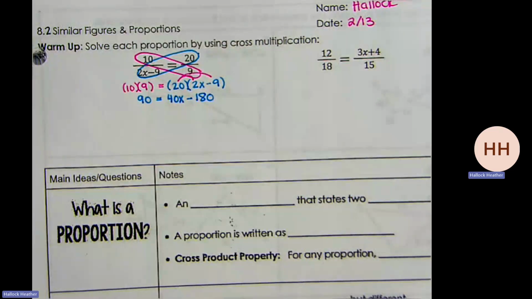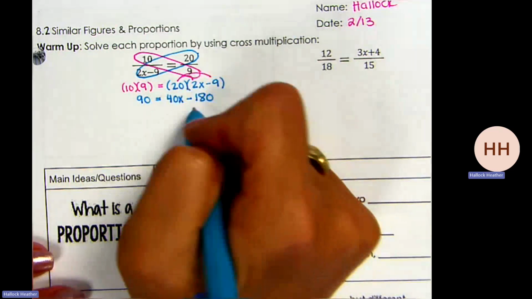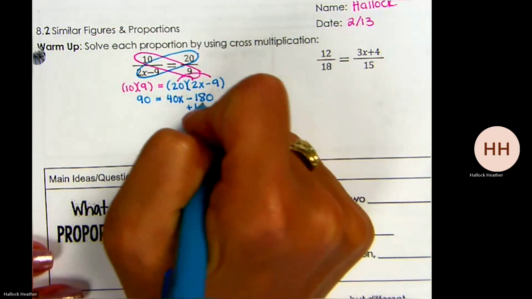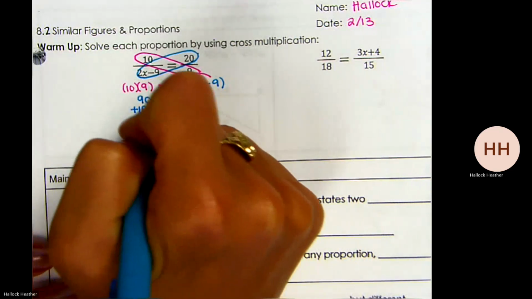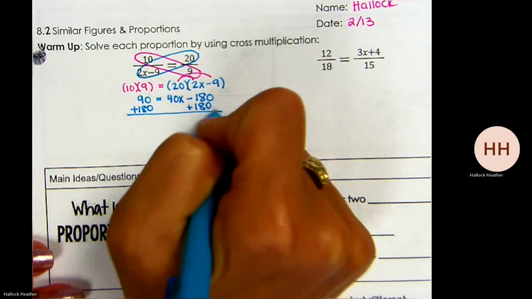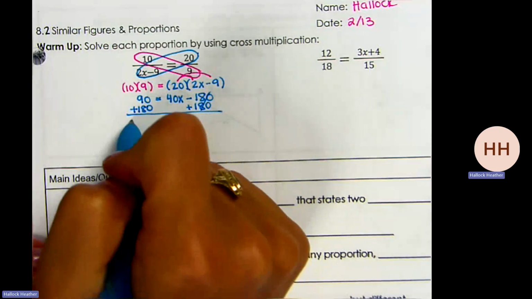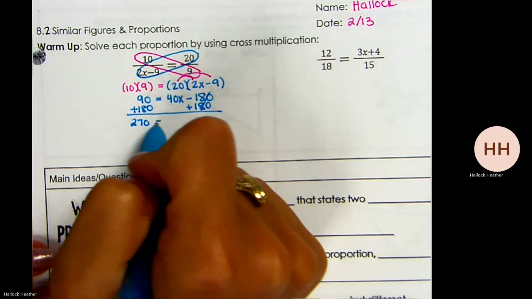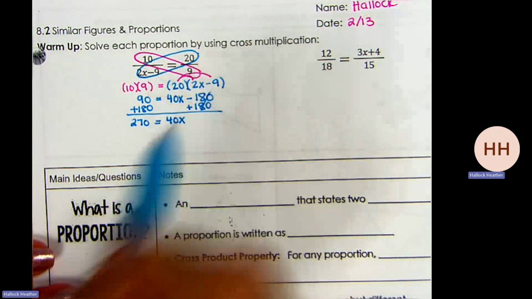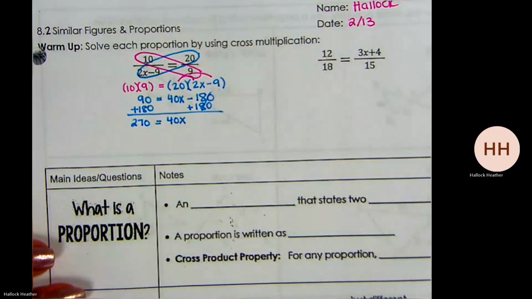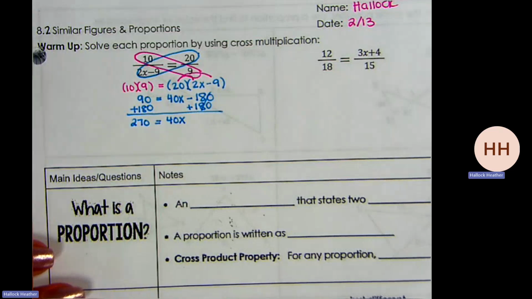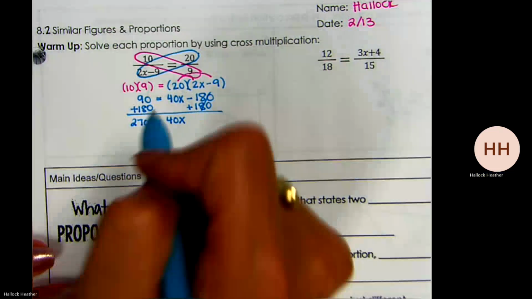And now it's just like a two-step equation that we've done in the past. So what should I do to both sides? Add 180 to both sides. So 90 plus 180 makes 270 equals 40x. And then last step, what do I have to do? Divide by 40.